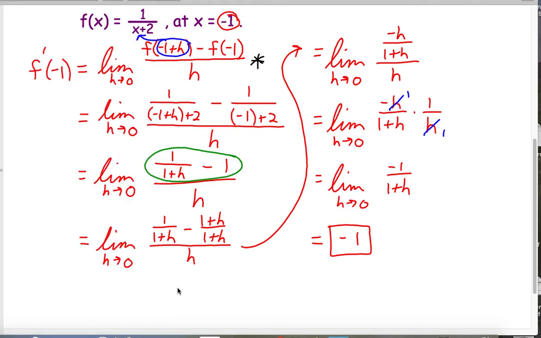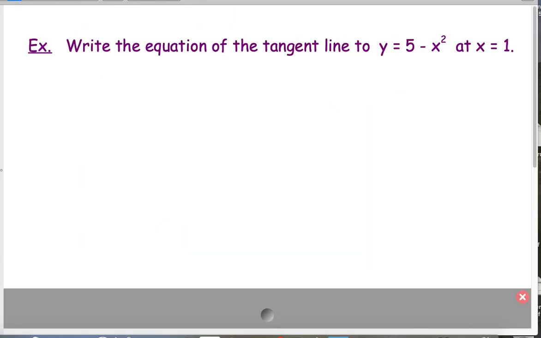All right, well, why couldn't we do that right off the bat? Well, later on down the line, I can give you a problem that you won't be able to use your calculator to figure it out on. Calculator's not smart enough. All right, so let's look at another example. Write the equation of the tangent line to this curve at x equal 1.